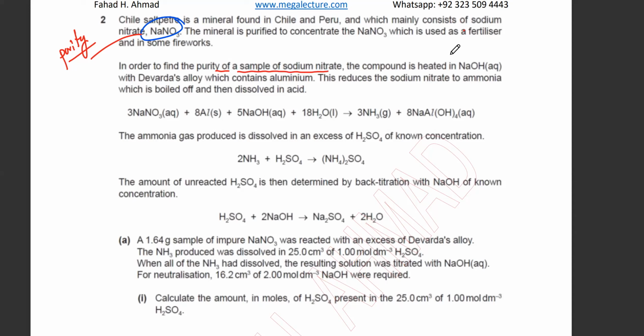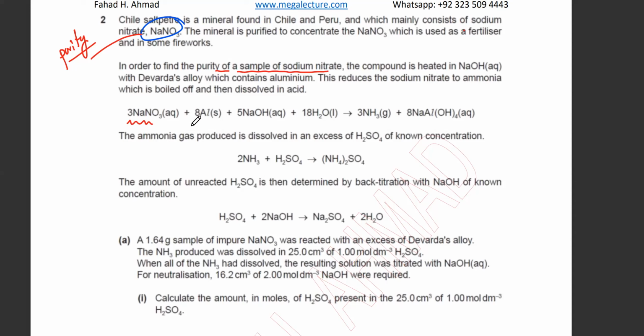The compound is heated in NaOH and Devarda's alloy, which contains aluminium. So here's the reaction that's going on, and this reduces sodium nitrate to ammonia. You've got your sodium nitrate, it's heated with Devarda's alloy, which contains aluminium, and it's heated with NaOH, and you get ammonia.